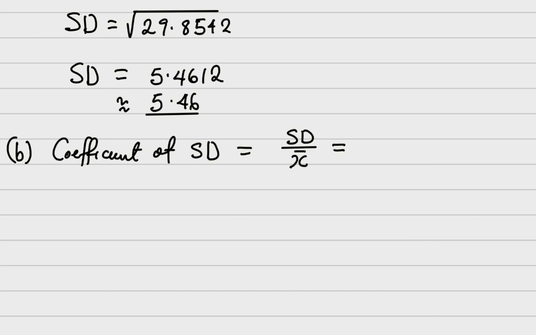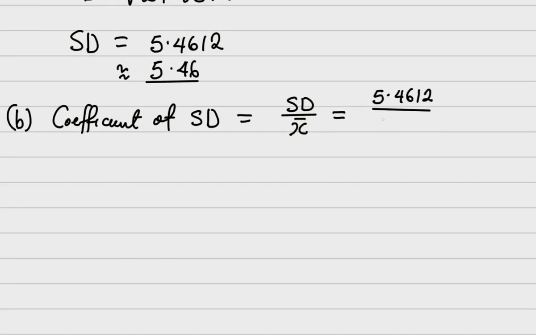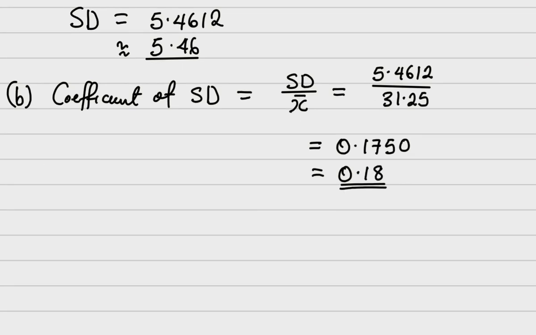Now if you don't forget, my SD is 5.4612, then my calculated mean upward there, look at it, I've calculated it as 31.25, so I'm going to have 31.25. Now doing this, my answer will be 0.1750. So it is approximately 0.18. Okay, let me put it to 2 decimal places.